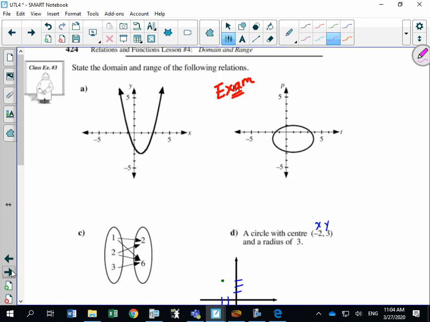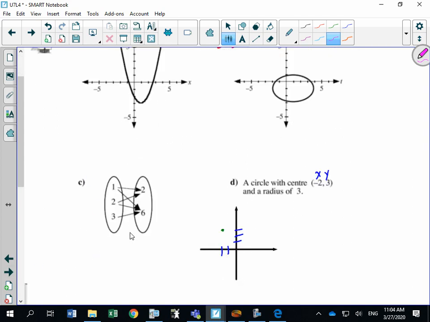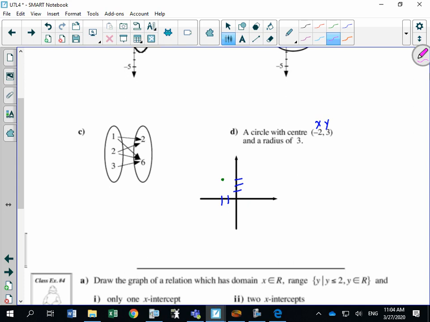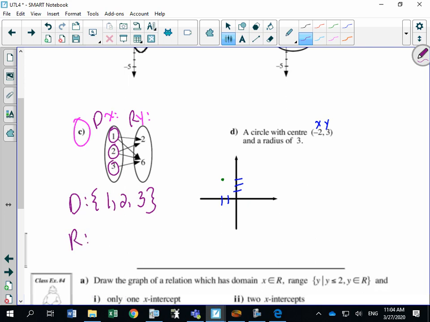Flip your page and let's do C. Okay, so let's do C. If I said, what's the domain and range from this arrow diagram? Well, you know that domain is your x's and range is your y's. So if I said, well, what's your domain? It would be all of your x values, 1, 2, and 3. What is your range? Well, what are the corresponding y values?